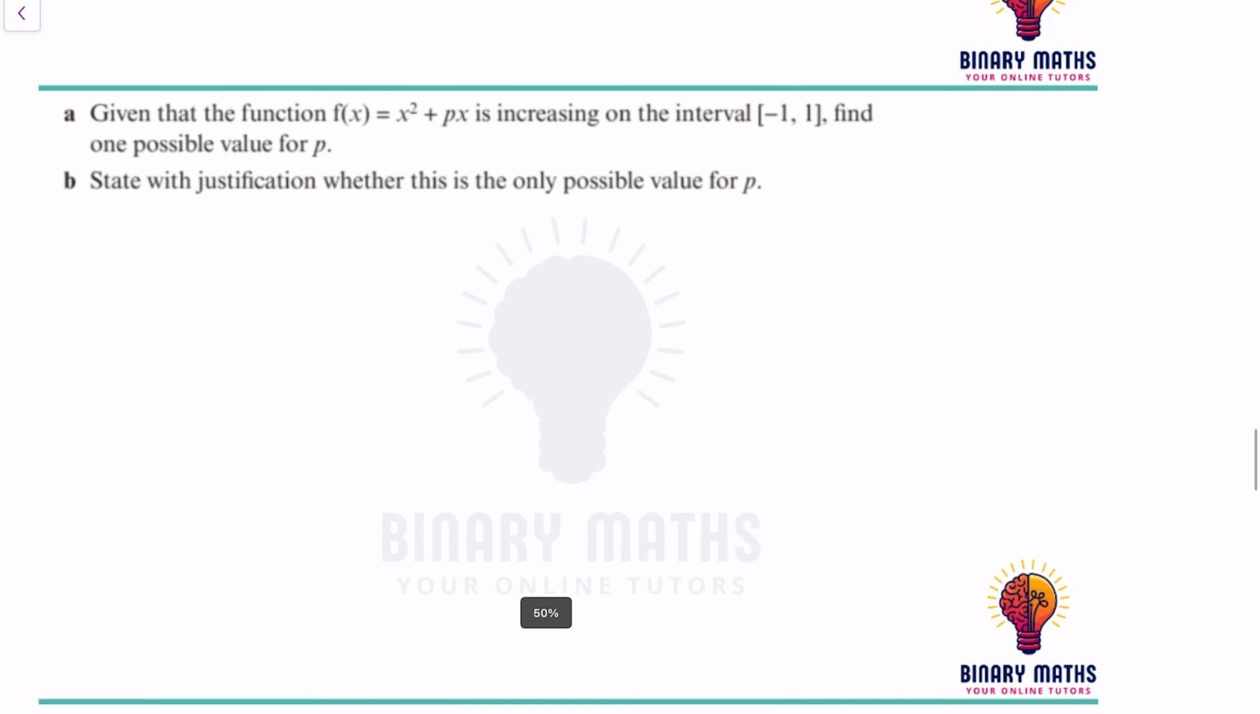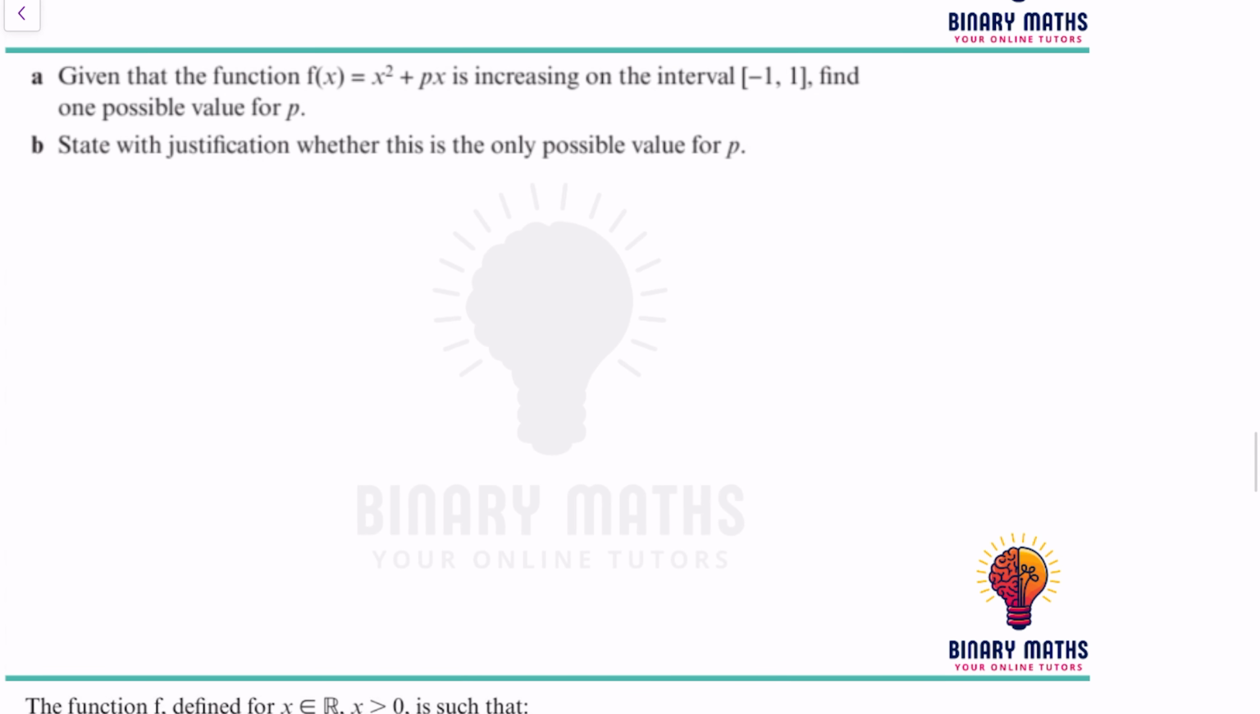Okay, so part A. Given that the function f of x is equal to x squared plus px is increasing on the interval minus 1 to 1, find one possible value of p. Okay, if it's increasing, first thing I need to do is f dash of x, which is equal to 2x plus p. Since f of x is increasing, this implies that f dash of x is increasing in the interval, so I need to include that.